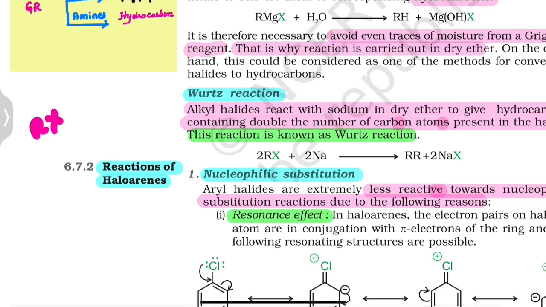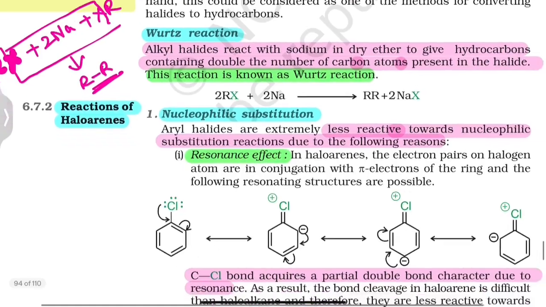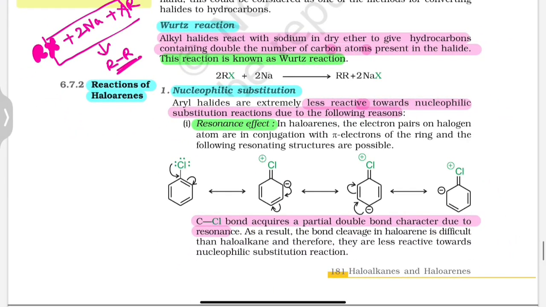So RX, you are treating with sodium, and then you are treating again with one more alkyl halide, RX. The halogens will be removed and you will be getting R-R. This is called the Wurtz reaction.